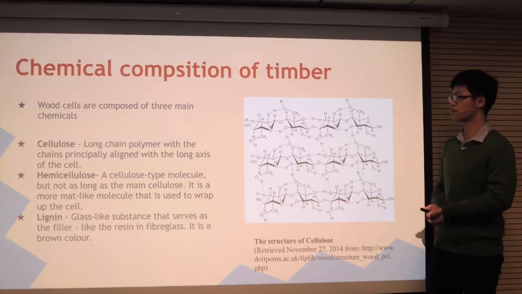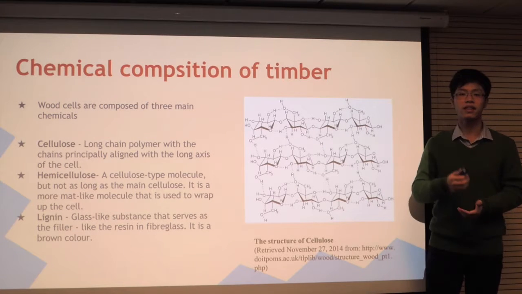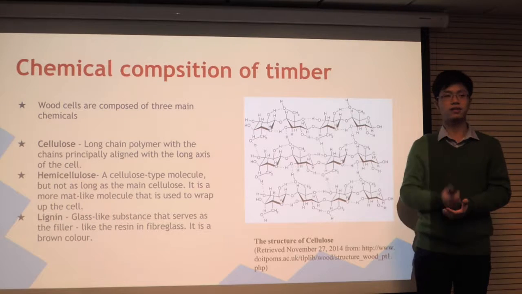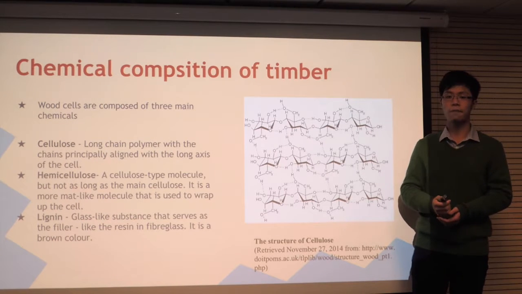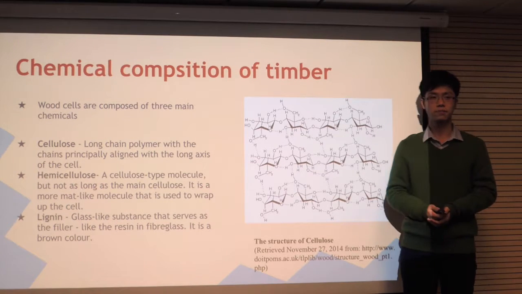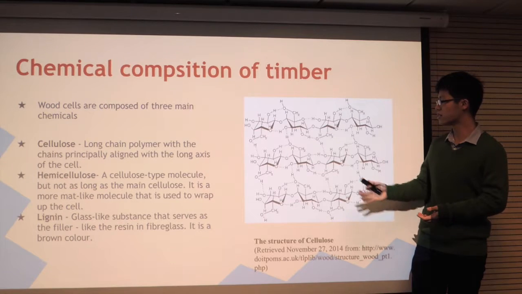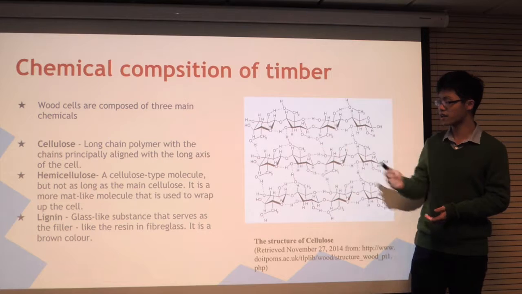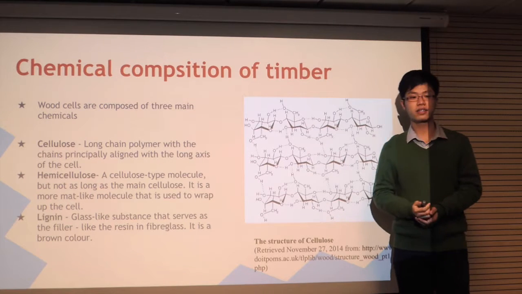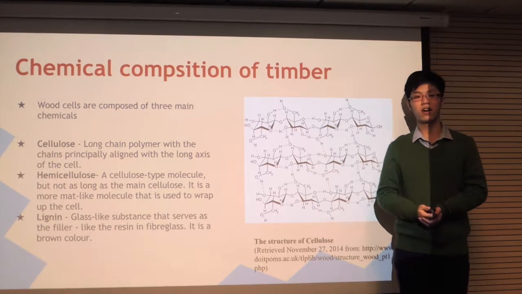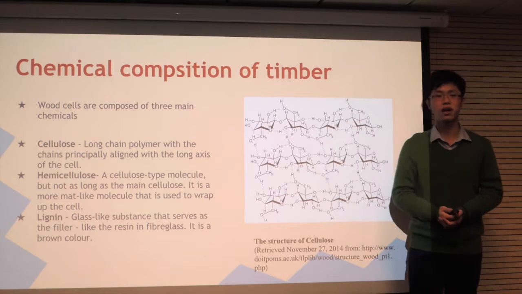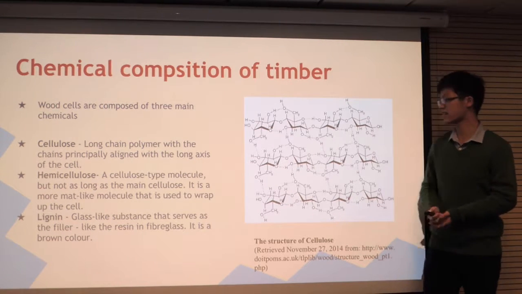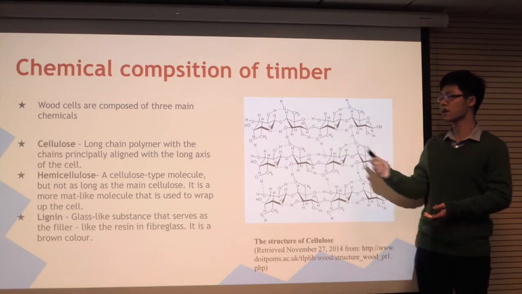within the molecules. And the next one is called hemicellulose. It is a cellulose-like molecule, but it's not as long as the cellulose chain. And the last one is lignin, a chemical formed by C-C or C-C-O bonds, and it does not possess any repeating units like cellulose and hemicellulose.